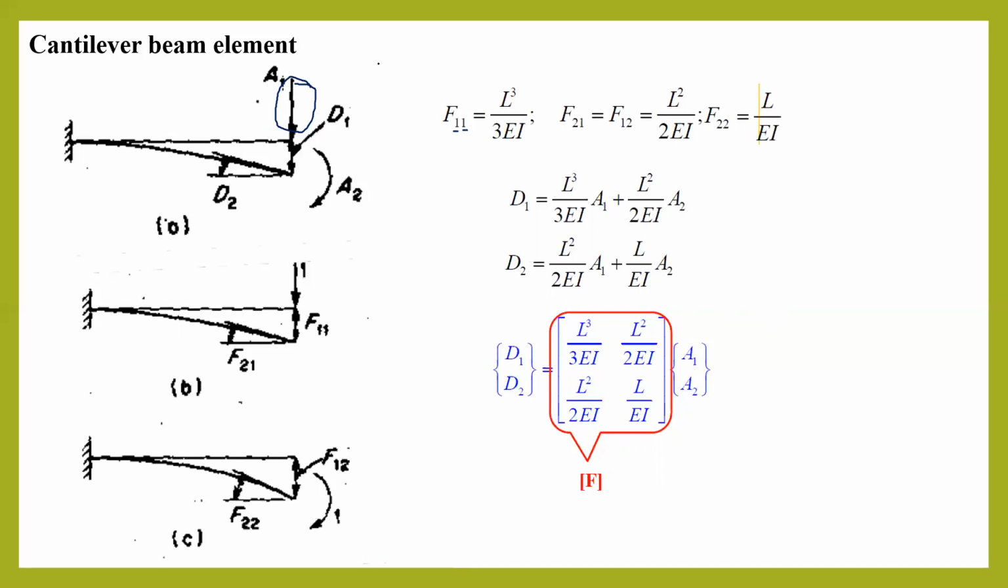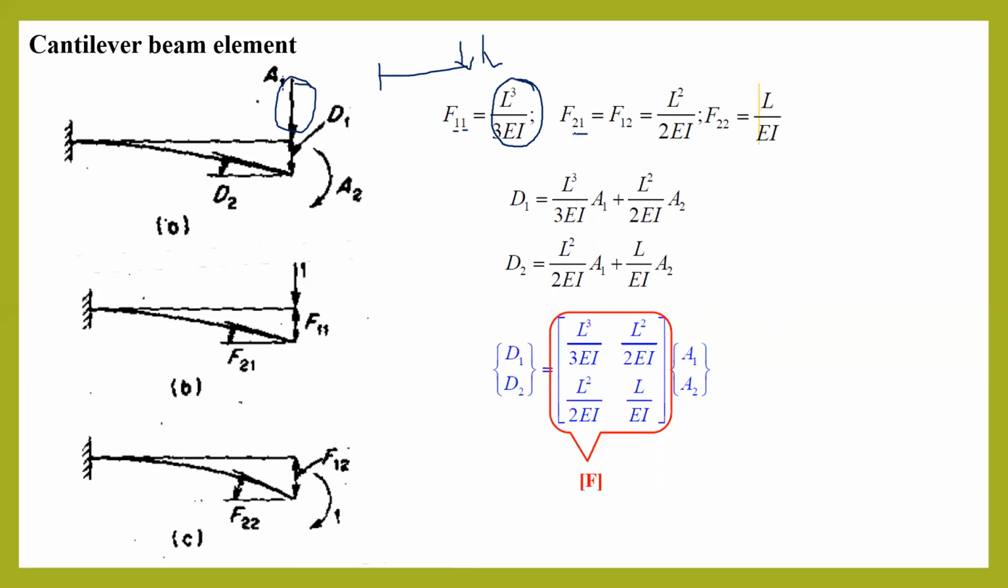So again, when we take a member like this, unit load at 1 is applied, and we need to sketch the bending moment diagram and then get the deformation there. The deformation at that value will be L cube by 3EI, because P is equal to 1. Actually, it is PL cube by 3EI, but P is equal to 1 here.